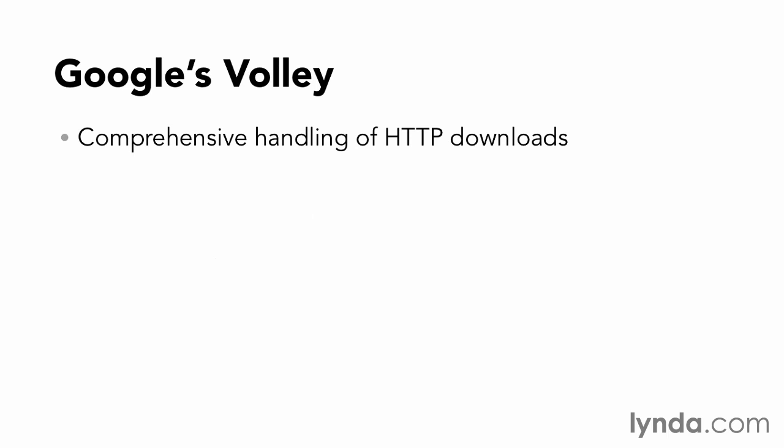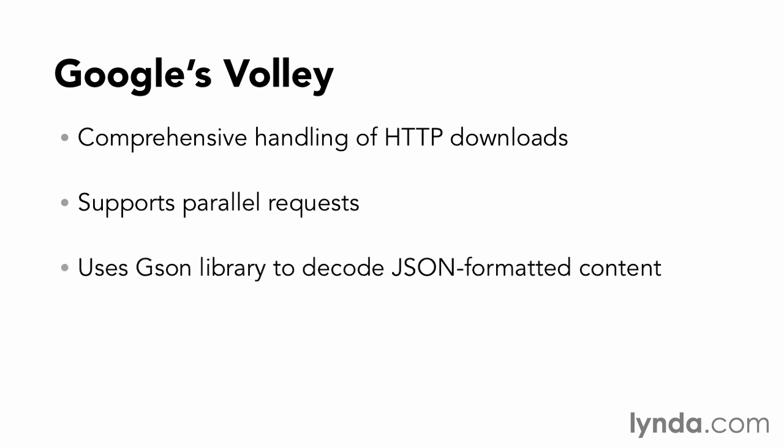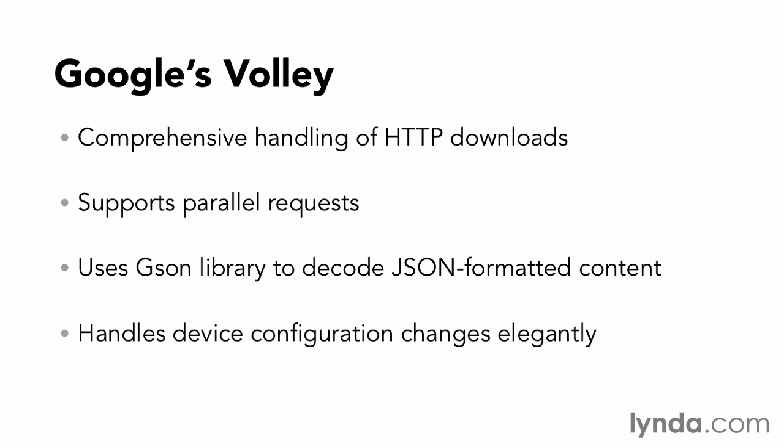Volley is a library that offers comprehensive handling of HTTP downloads. It supports parallel simultaneous requests, something that's harder to do on your own, and it uses the JSON library, a library available from Google, to decode JSON formatted content. It handles device configuration changes such as orientation changes automatically, something you'd have to code yourself if you're using the lower level libraries.